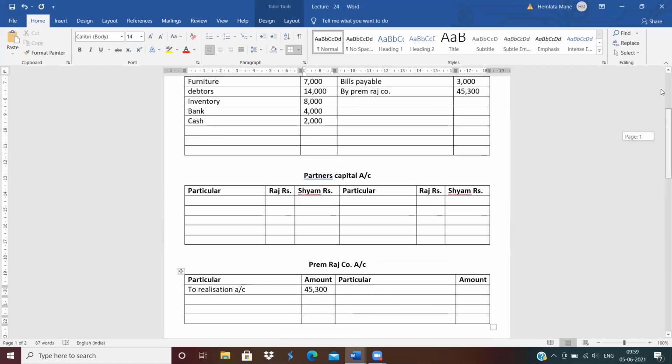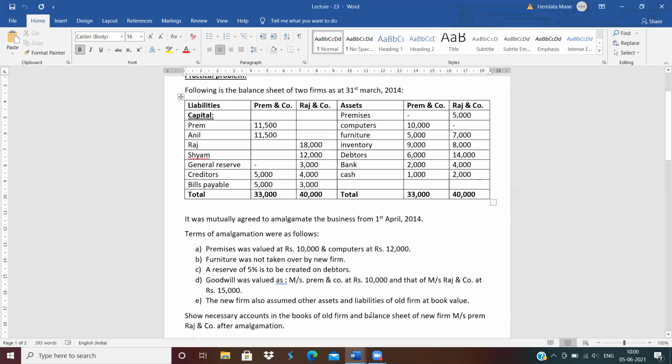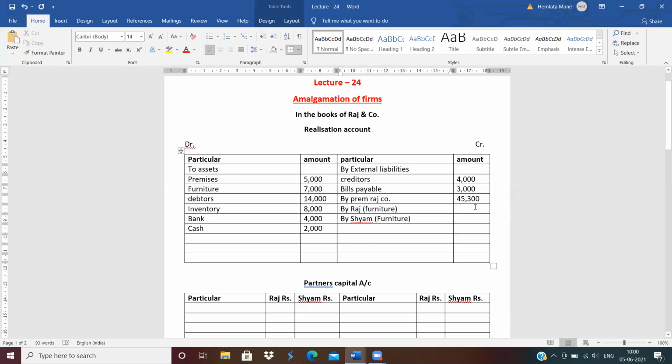The journal entry is partners' capital account debit to realization, means realization account credit side, by Raj and by Sham, amount of furniture. So write down in bracket furniture. How much is the amount of furniture? See in the question: 7,000. So distribute this amount equally between two partners, means 3,500 and 3,500. Okay, clear?